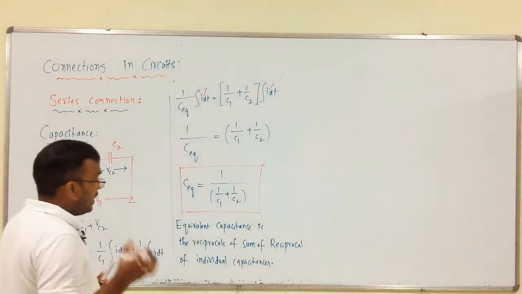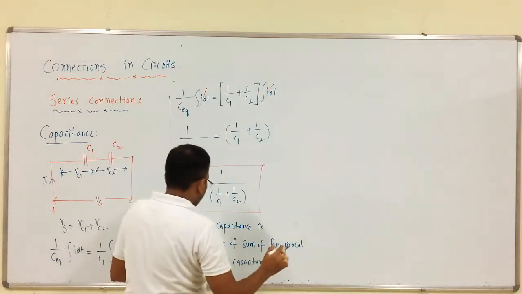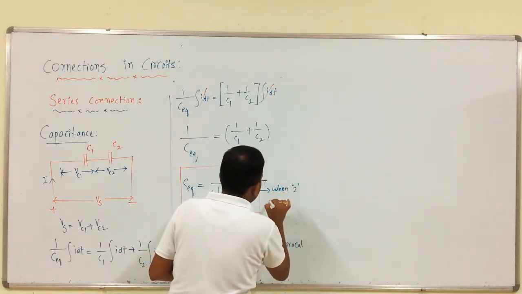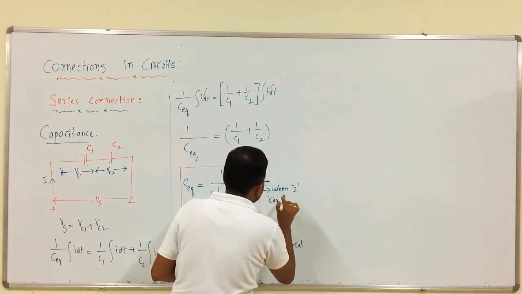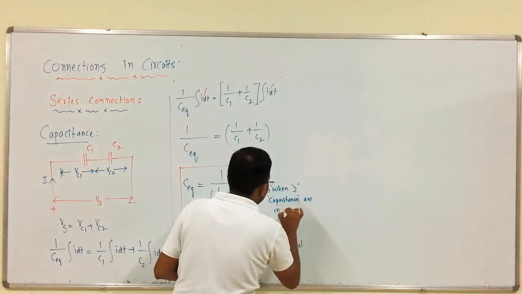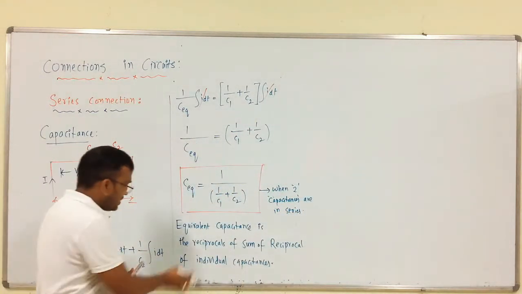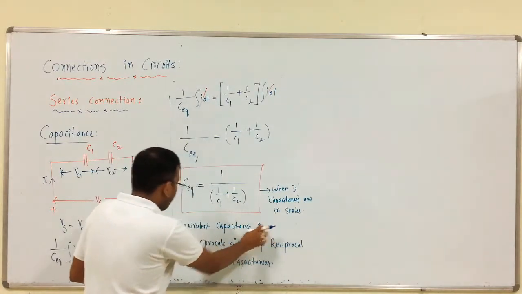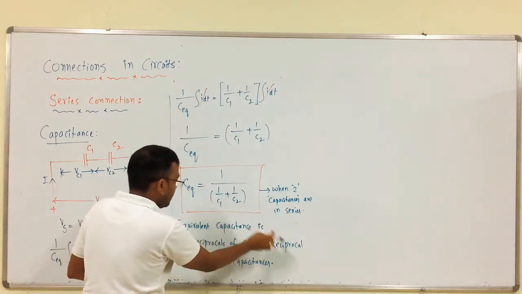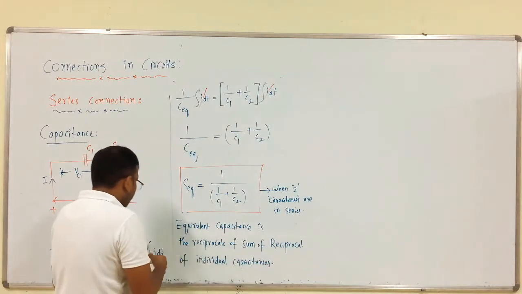See, clearly observe the statement: the equivalent capacitance when two capacitances are in series. Then the statement is what? The equivalent capacitance is the reciprocal of the sum of reciprocals of individual capacitances. This statement is very important.